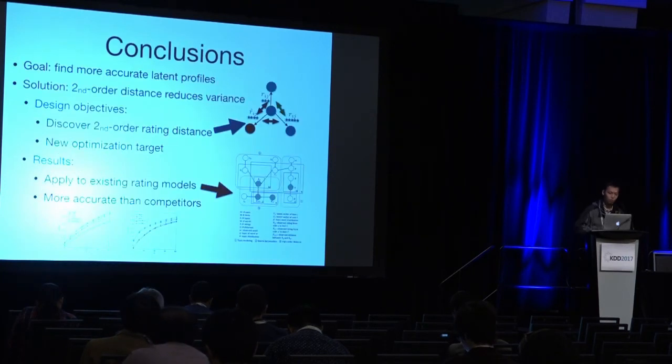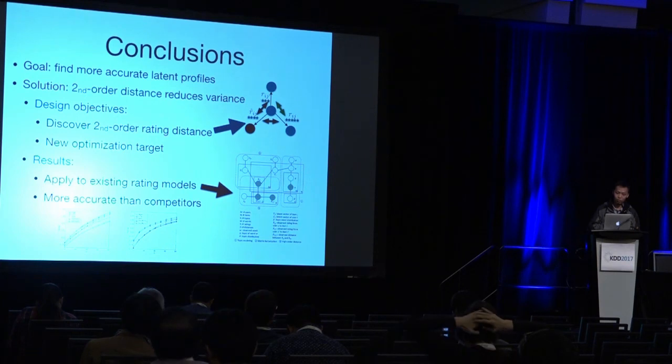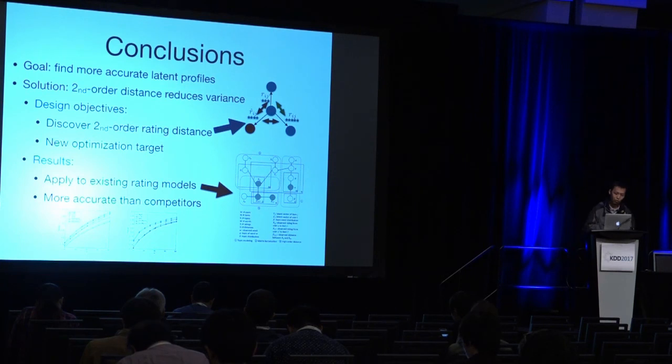Okay, and finally, conclusions. In this work, we proposed the concept of higher order rating distance, and in particular, we used the second order distance as an example and built the second order distance upon the existing models. And in experiments, we find that the second order distance can really help to improve the recommendation accuracy while introducing little efficiency burden. Okay, that's it.